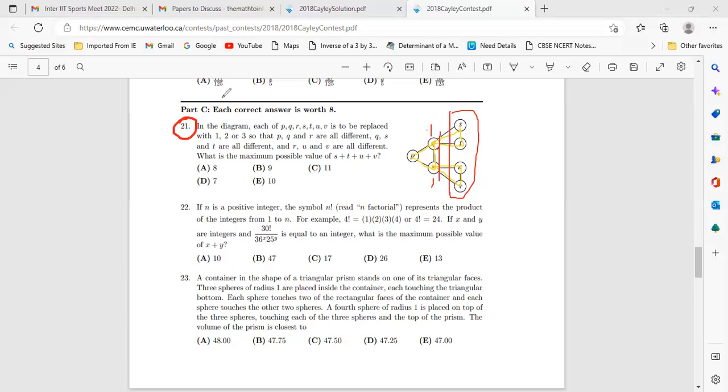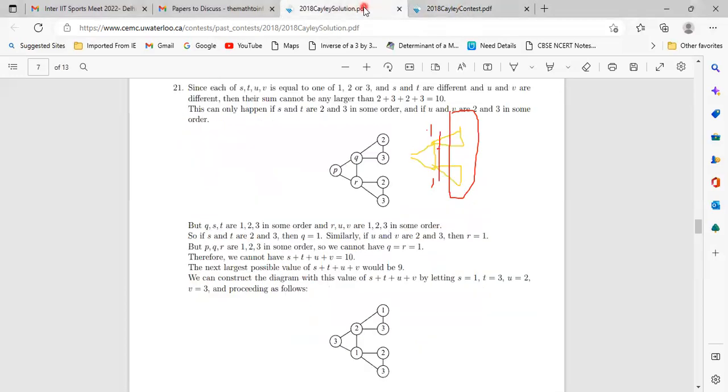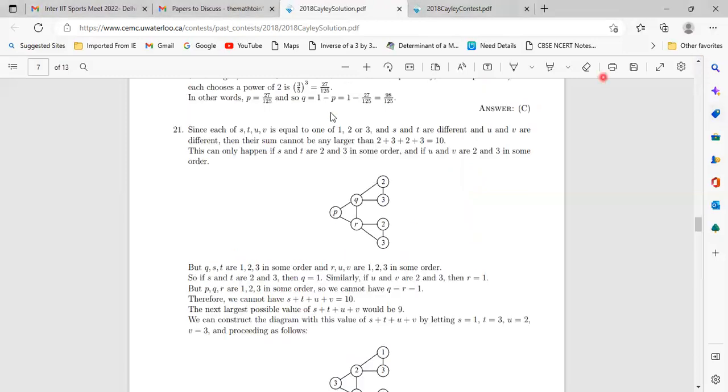Okay. Let's check the solution. Since each of S, T, U, V is equal to one of 1, 2, or 3, S and T are different, U and V are different, and their sum cannot be larger than 2 plus 3, 2 plus 3, which is 10. Okay, so they're just trying to substitute S, T and U, V as 2, 3, 2, 3.